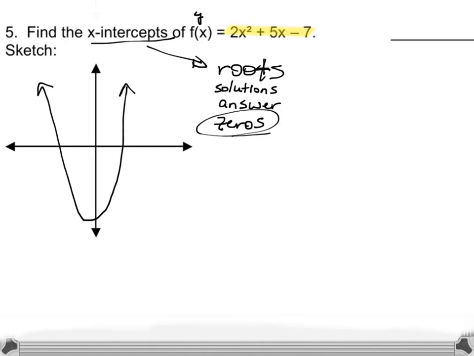When you find your zeros, they come out to be negative 3.5 and 1. And again, these are 2 different points. This is not 1 point, so don't put this in parentheses. If you want to write it as a point, write (-3.5, 0) and (1, 0). Okay, so that's 7-3.